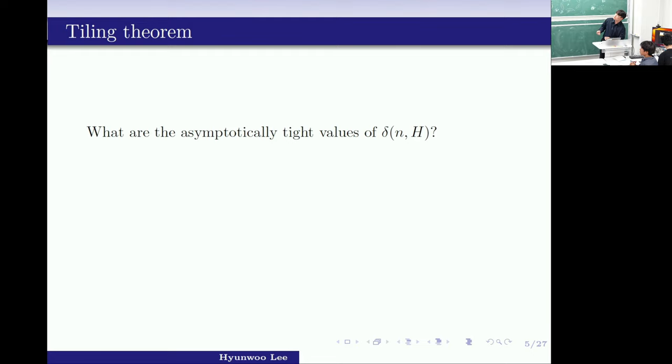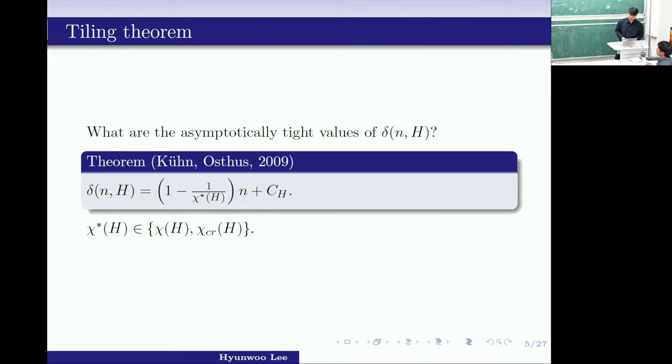What will be the suitable parameter for delta of H? This problem was completely solved by Kühn and Osthus. They showed that the threshold is exactly 1 minus 1 over chi star of H times n plus an additive constant, and this chi star of H is either the chromatic number of H or the critical chromatic number of H. In their original paper, Kühn and Osthus explicitly classify the value of chi star of H for every graph H, but I will skip it in this talk because it's too complex.